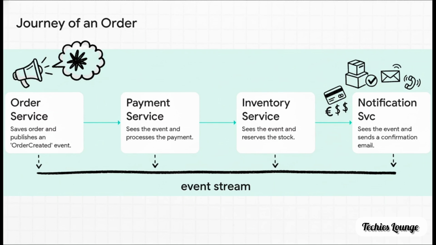So let's follow an order through this kind of system. First, the order service does its job and creates an order. Then, it publishes a message saying, "Hey everyone, order 123 was just created." It doesn't know who's listening, and it doesn't care. The payment service hears that message and goes, "Oh, an order. I'll go process the payment."